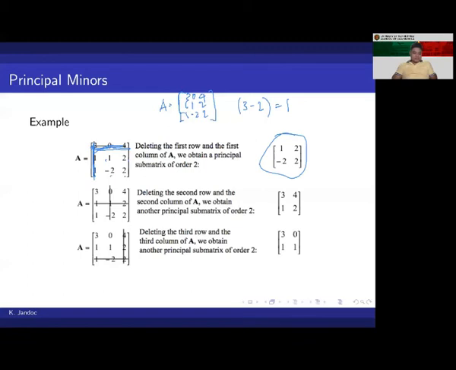Now let's delete row 2 and column 2. Same number, 2 and 2. Then we're left with the submatrix 3, 4, 1, 2, which is this one. And this is another principal submatrix of order 2. And the last one is when we delete row 3 and column 3. You're left with the submatrix 3, 0, 1, 1, which is these entries. And so that is the final principal submatrix of order 2.